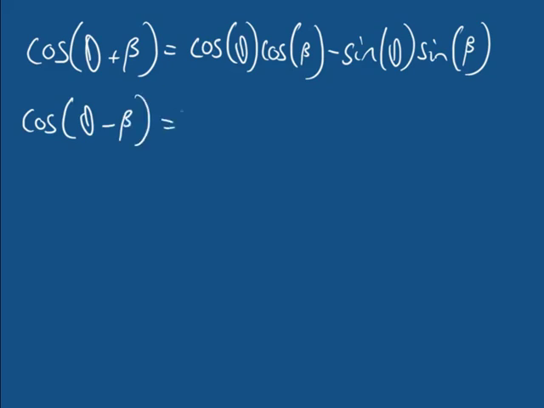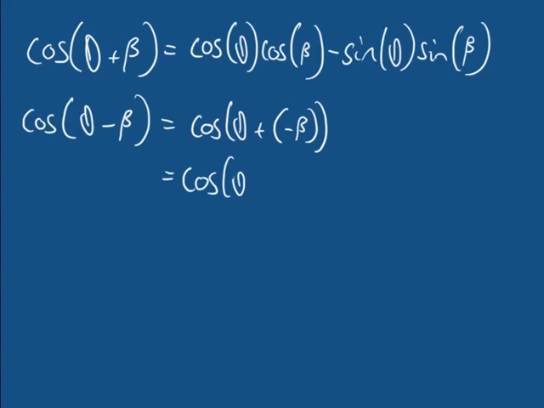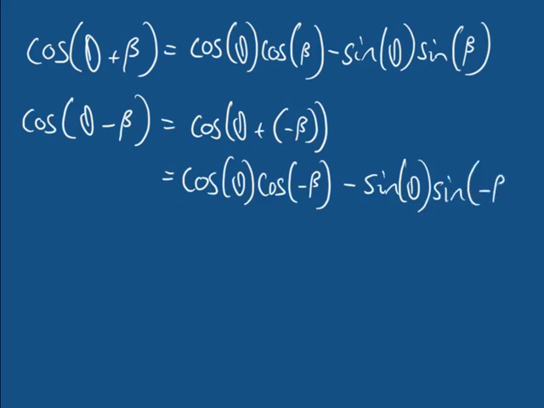Now we've seen we can use the cosine of theta plus beta to show this, just like we saw with sine. We simply make our angle equal to minus beta and then use our formula for the adding of two angles. This is going to give us the cosine of theta times the cosine of minus beta, minus the sine of theta times the sine of minus beta.